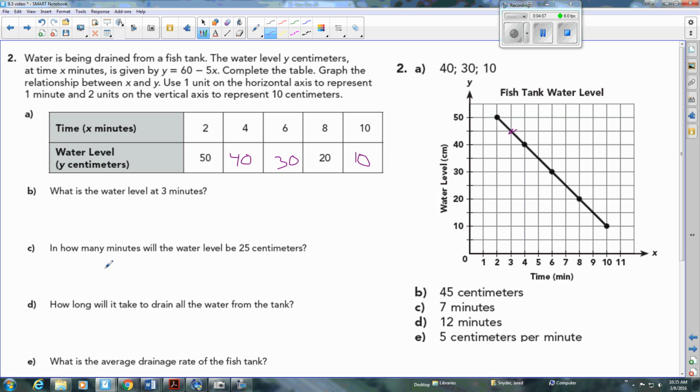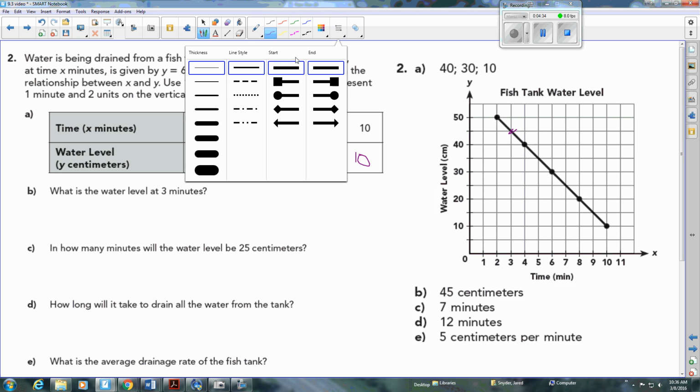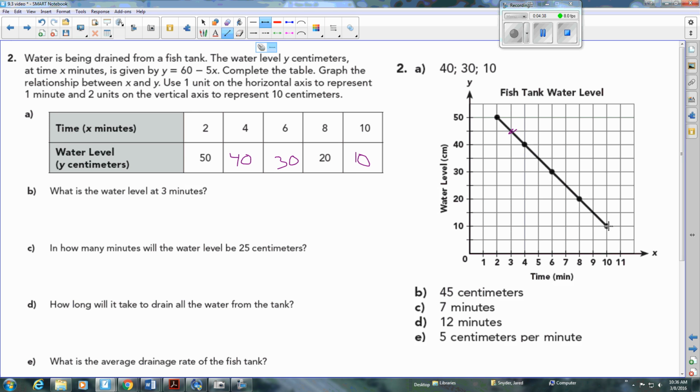How many minutes will the water be level in 25 centimeters? 25. It's going to be 7 minutes. How long will it take for all the water to drain from the tank? So to get all the way down to 0, you'd probably want to extend this all the way down. I'm going to use a straight line because it'll look better. Bam. It's going to be big, but it'll work. That's going to be 0, and that's going to be at 12 minutes.